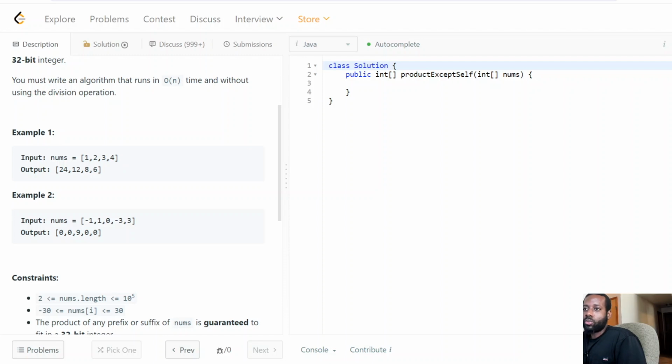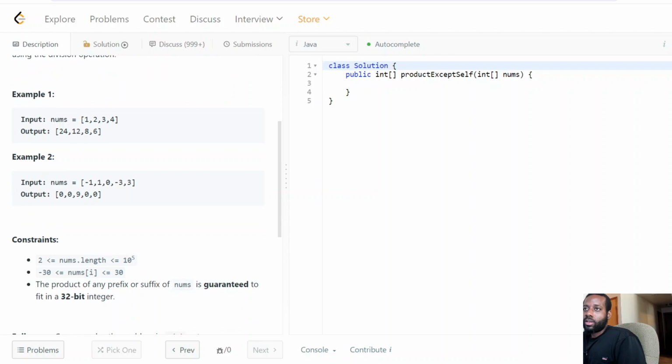You can see 1, 2, 3, 4, a pretty simple scenario. The product of all the elements in the array, not including 1 for the first index, index 0, is 2 times 3 is 6, times 4 is 24. So we have 24 here.